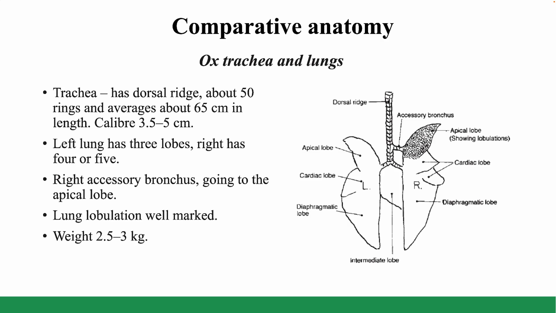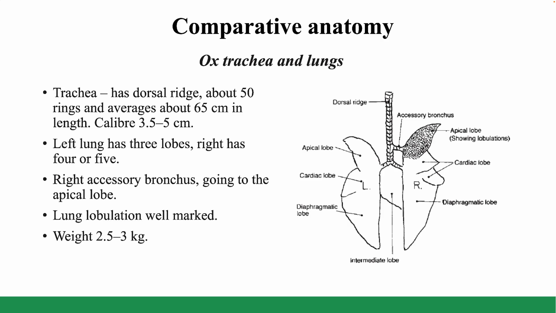For the trachea and lungs, as you can see here, this is the ox's trachea. You can see how much lobulated it is. On the left, there are 3 lobes: the first, the second, and the third. And on the right, there are 5 of them: 1, 2, 3, 4, but the 5th one is not that clear here. But sometimes they have 4 or 5 depending on the age of the animal.